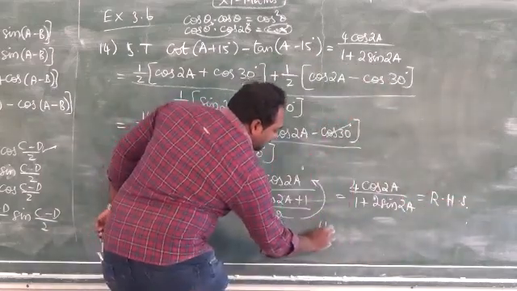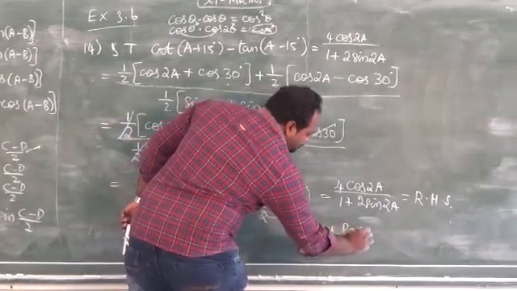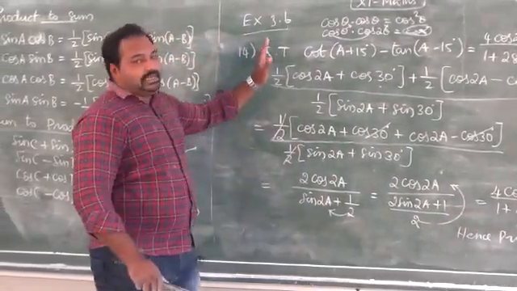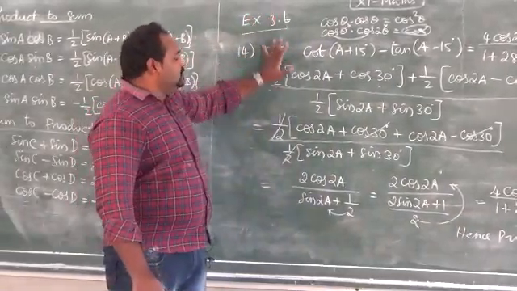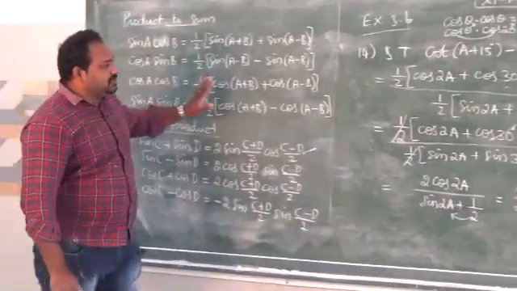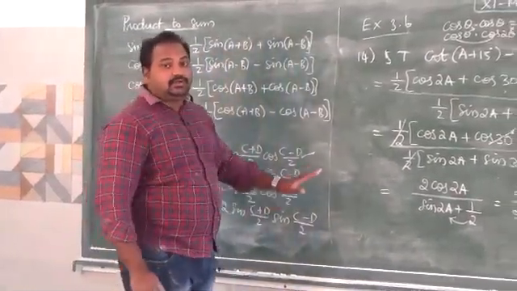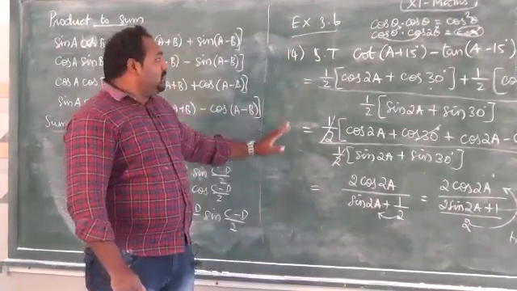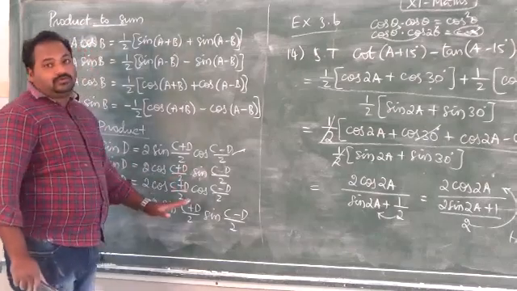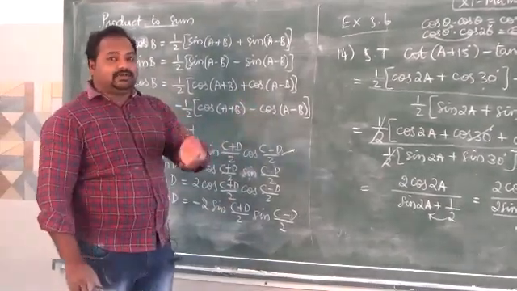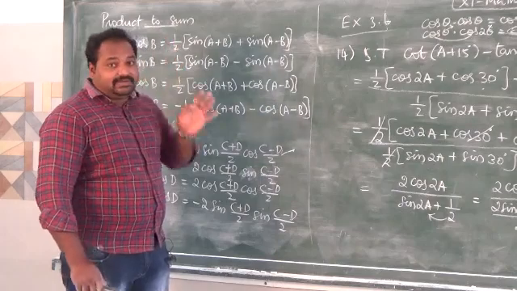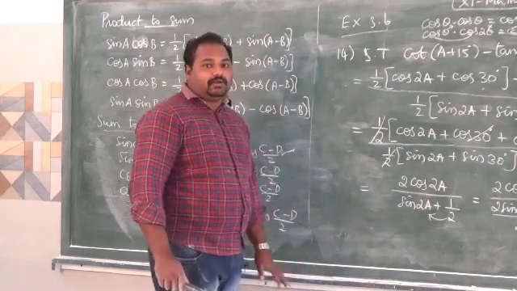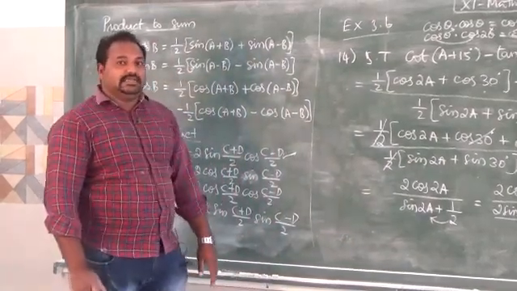So hence proved. By this we can complete exercise 3.6. Once again I tell you to memorize all these identities. Without these identities we cannot solve any problems in exercise 3.6. Knowing the identities will also help you learn the further exercises, mainly 3.7. So we will finish the class today. We will see the remaining problems, I mean the next exercise, in the next class. Thank you.